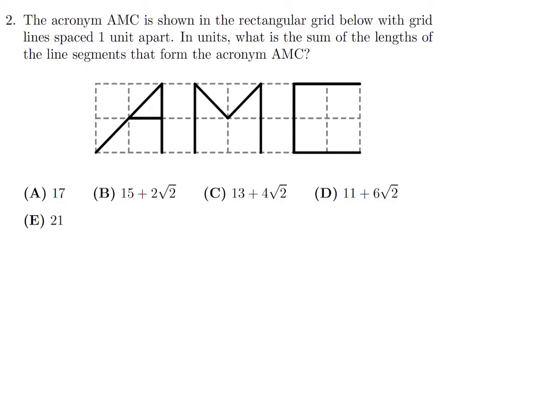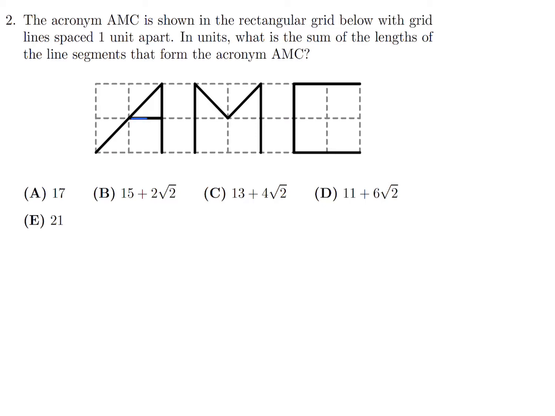The acronym AMC, American Mathematics Competition, is shown in the rectangular grid below with the grid lines spaced 1 unit apart. In units, what is the sum of the lengths of the line segments that form the acronym AMC? All right, be careful here. Don't just count them up and think they're all 1, because they're not all 1.